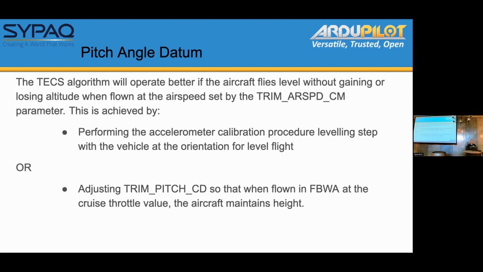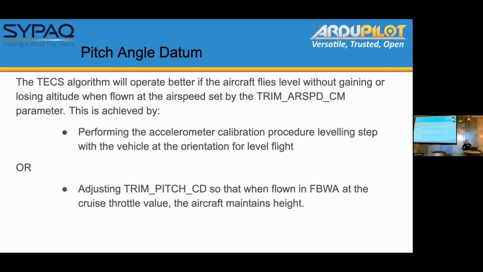Okay, now pitch angle datum. There's two schools of thought about how to get RG pilot to fly straight and level without gaining or losing height in fly-by-wire A, which is where you've got zero pitch demand at the stick. That's also what TECS controls via. The first method is to put the aircraft at what you regard as its flying attitude, which is slightly nose up. It might be 4 degrees, 5 degrees nose up. And when you do your accelerometer level calibration, and that's what you do.